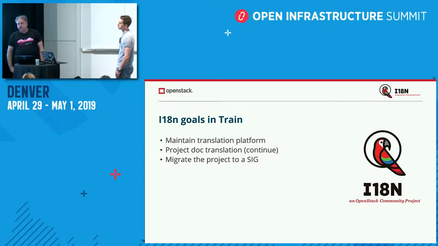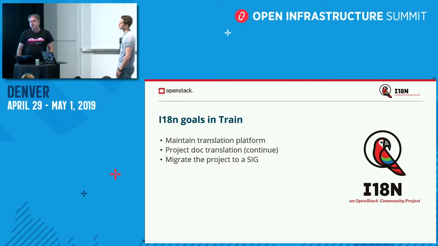Some Train goals. At the moment we have some issues with the translation platform. The project is gone with the Zanata team in Australia. So we have to look at the moment for a new solution or halt the old solution. That's, I think, what we can discuss tomorrow at the project team gathering here in Denver.